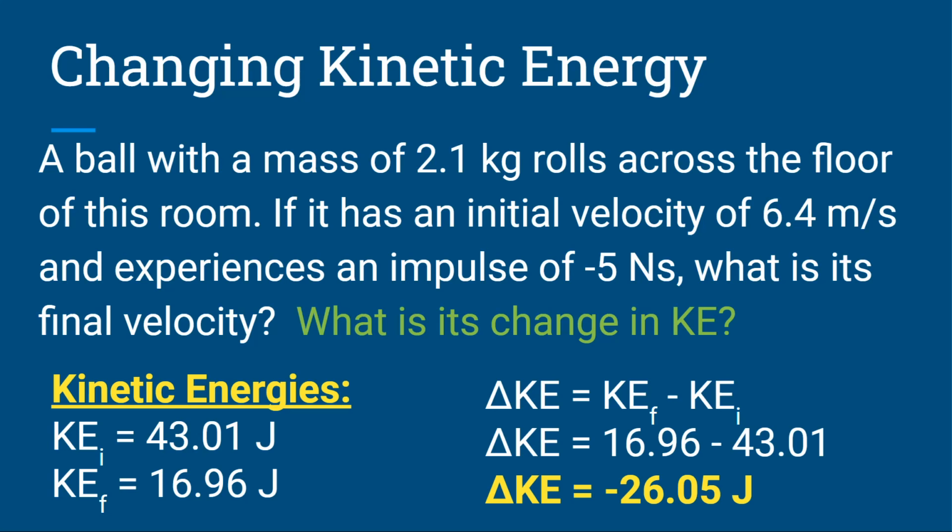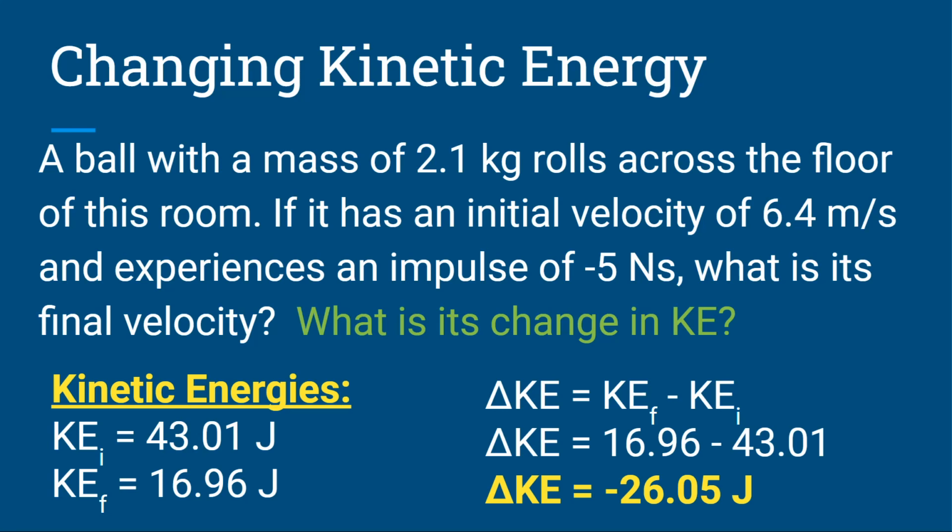Make sure your answer makes sense. If you slowed down, you should have a negative delta KE. If you sped up, it should be positive, because that is telling us what our change in energy is. If we get slower, we lose kinetic energy. If we get faster, we gain kinetic energy. So make sure your sign makes sense. Okay, does anybody have a question about this problem? All right, let's try another one then.